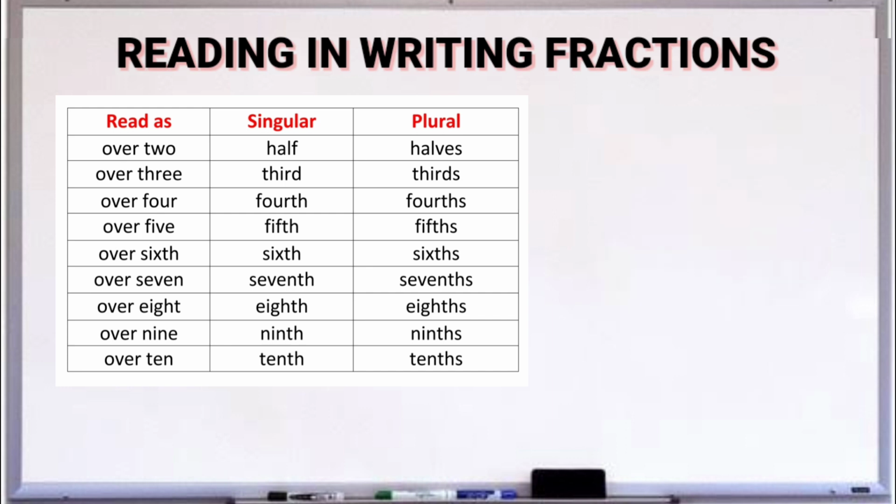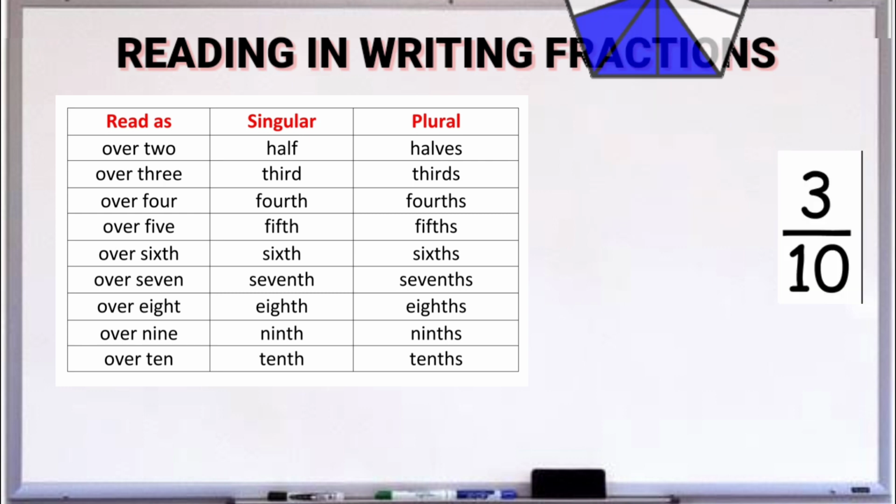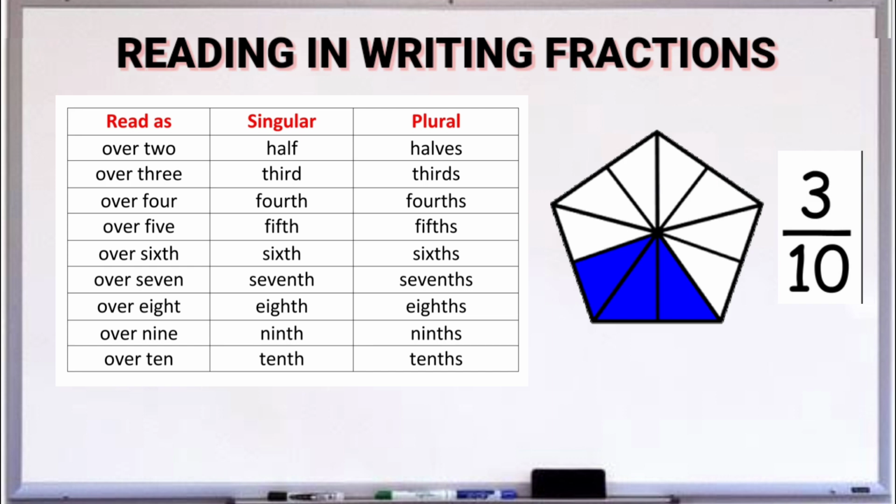Let me give you one more example. I will show you a fraction, then kindly read it in 2 ways. It's your turn. Let us see if your answer is correct. You can read that as 3 over 10 or 3 tenths.